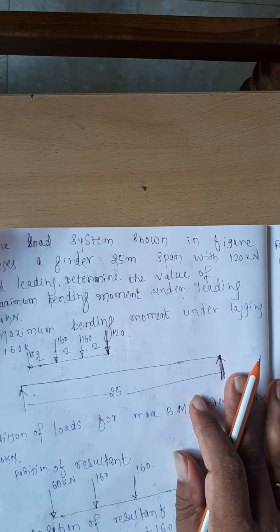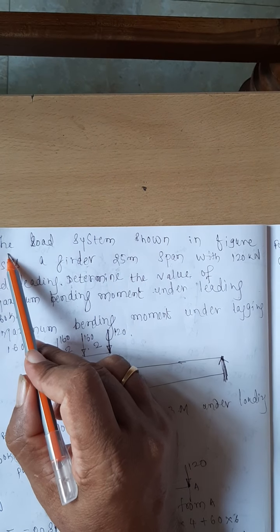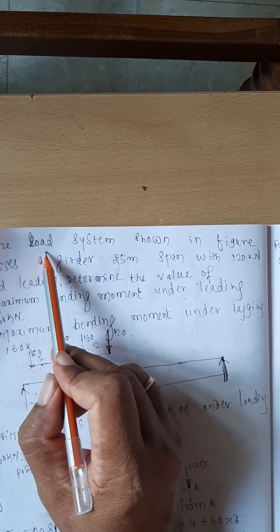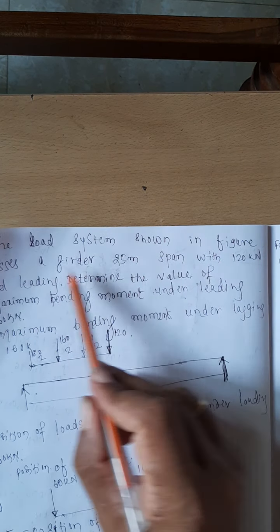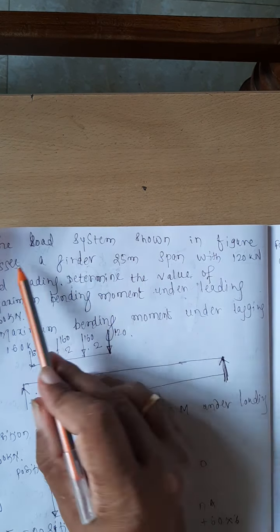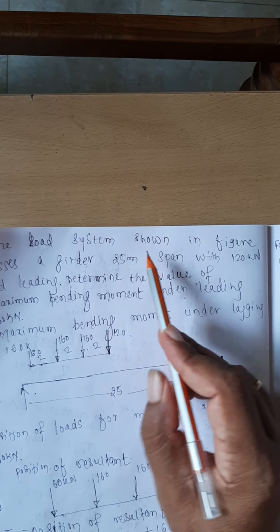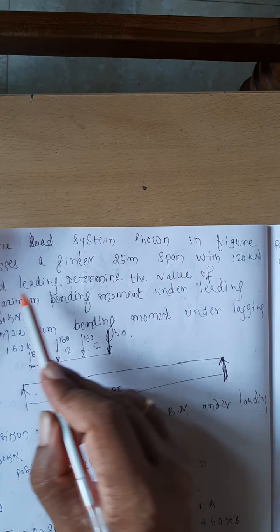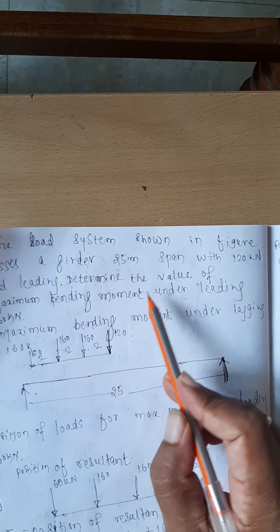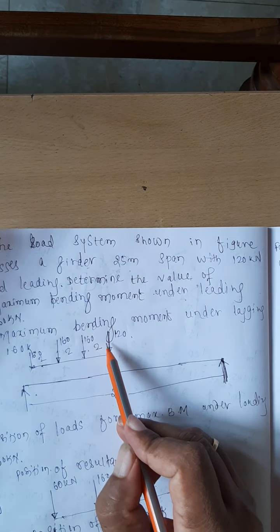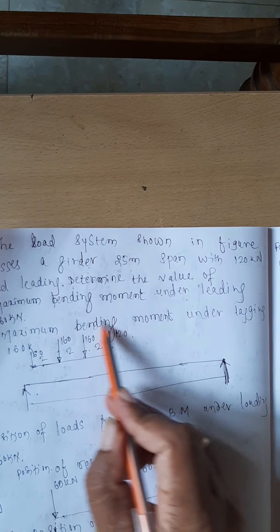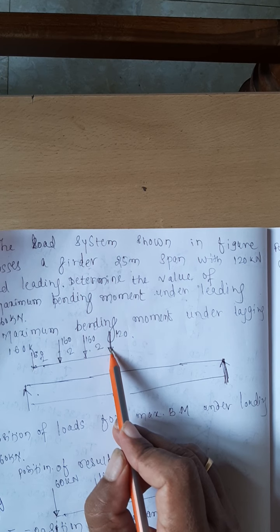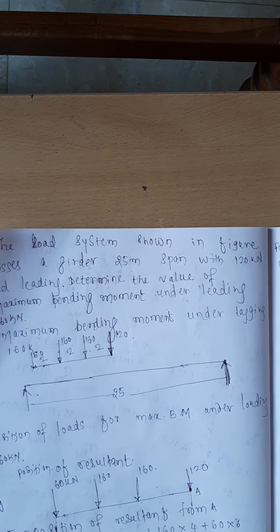Here I am considering an example. The load system shown in the figure crosses a girder of 25 meter span with 120 kilonewton leading. He has given you the 4 loads. Remember, whatever the order and the distance he is giving the loads, you are not supposed to change that.